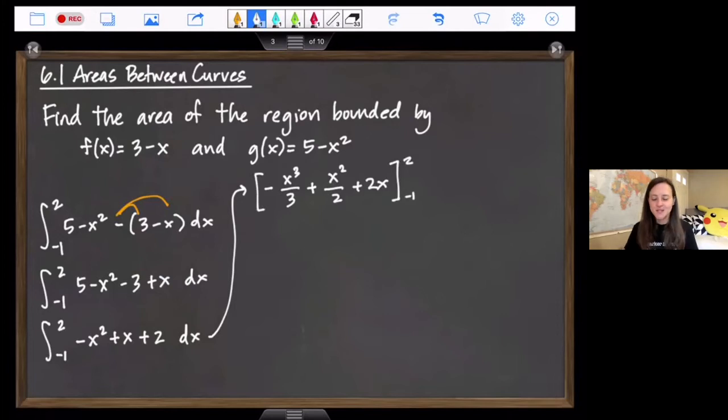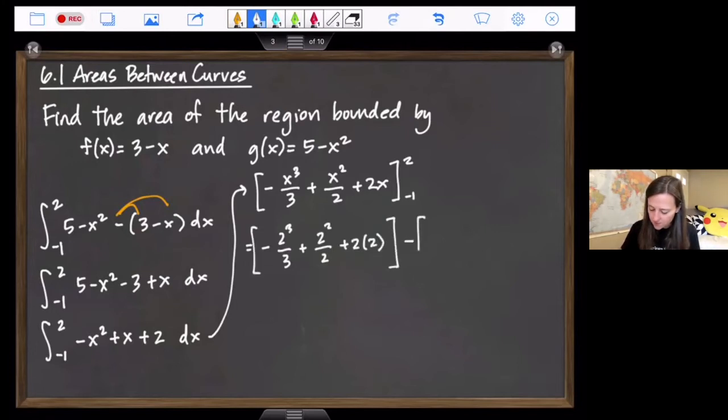So lots of arithmetic coming. I've got the negative, then I'll have 2 cubed over 3 plus 2 squared over 2 plus 2 times 2. All of that minus what I get when I plug in -1. So -1 cubed, it's a lot of negative. And then -1 squared over 2 plus 2 times -1.